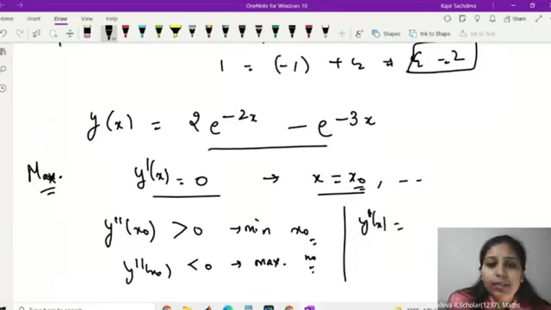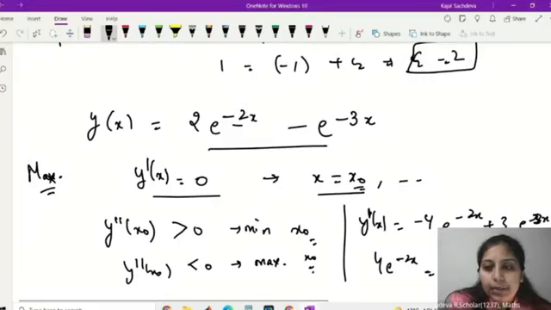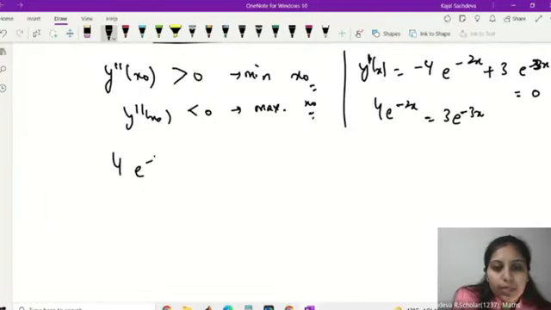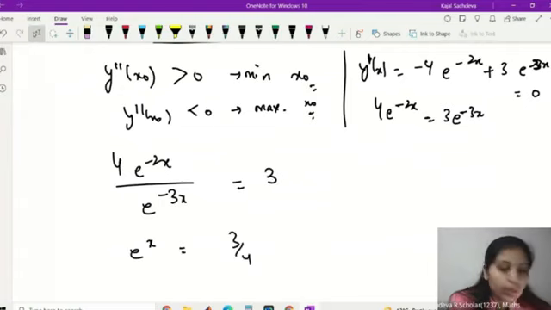We find y dash x here. So how can we do the derivative? Just minus 2, minus 4e raised to power minus 2x plus 3e raised to power minus 3x here. Put it equal to 0. We get 4e raised to power minus 2x is equal to 3e raised to power minus 3x. This can also be written as, taking 4e raised to power minus 2x in division, e raised to power minus 3x upon e raised to power minus 2x is equal to 3 by 4. So we get e raised to power x is equal to 3 by 4, or we can write x is equal to log of 3 by 4.